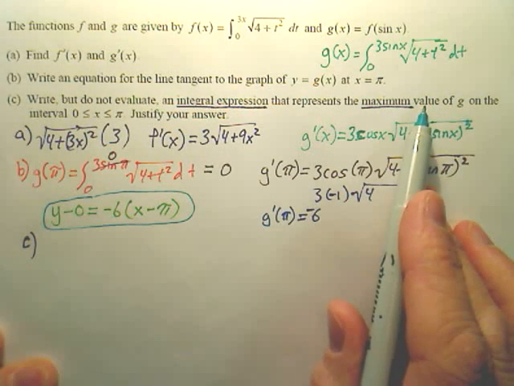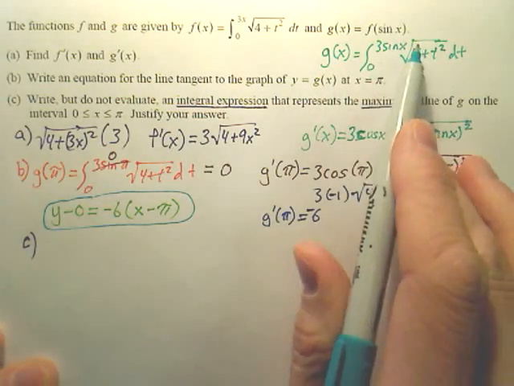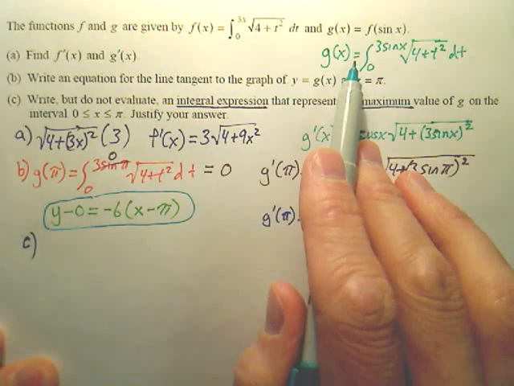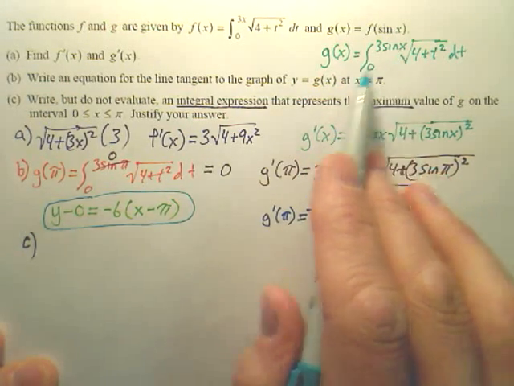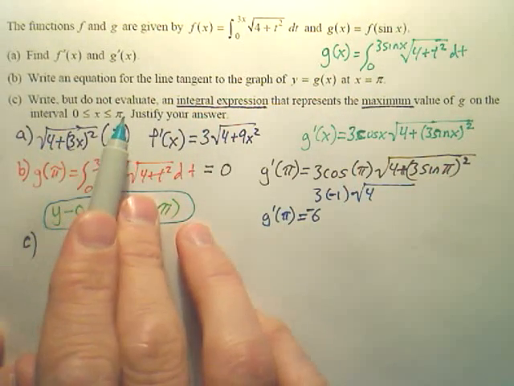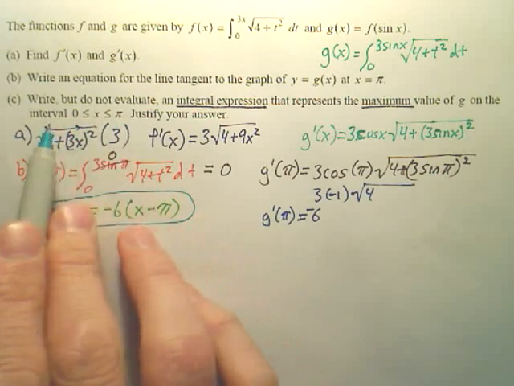Value means output. So basically, if this is g, if I want to know my maximum value of g, do you understand? I need to find what x value would give me the max and then plug x into this. And that would give me an integral expression. So basically, I've got to find x on this interval that gives me the max. So the first thing is check the endpoints.